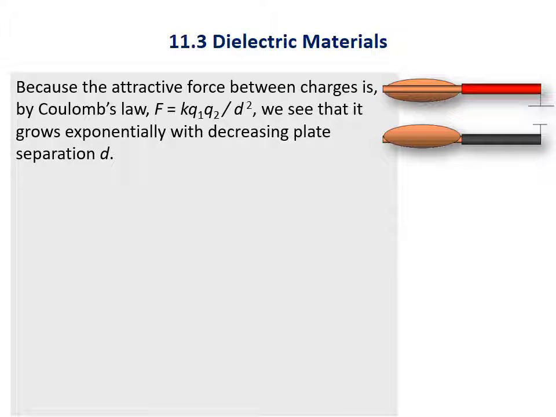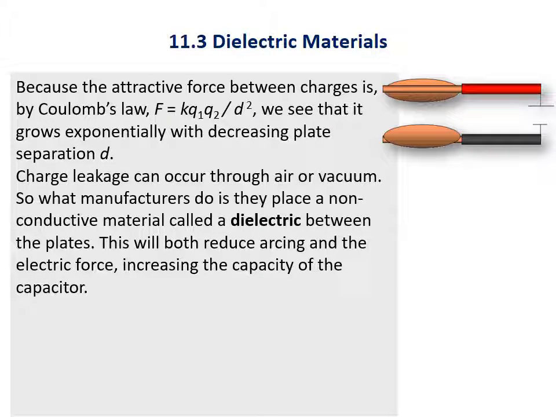Because the attractive force between charges is governed by Coulomb's law, we see that the attractive force grows exponentially with decreasing plate separation. Charge leakage can occur through air or vacuum. This means that you can have charges passing from one plate to the other. Manufacturers don't want this, so they'll place a non-conductive material called a dielectric between the plates. This reduces arcing, so it reduces a jump of electrons between the space, and increases the storage capacity.